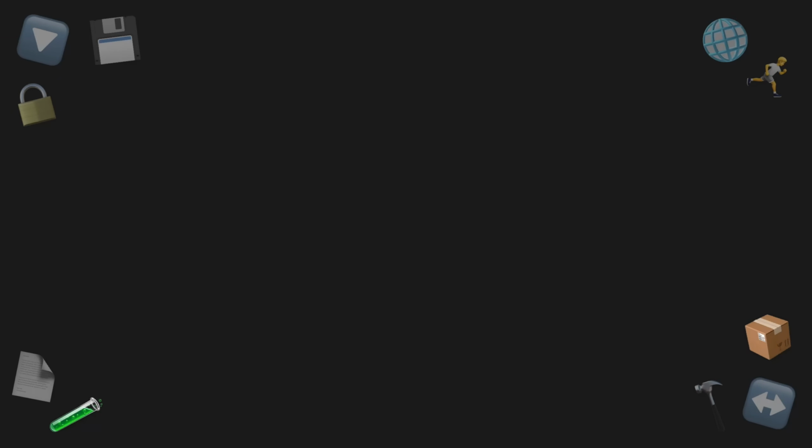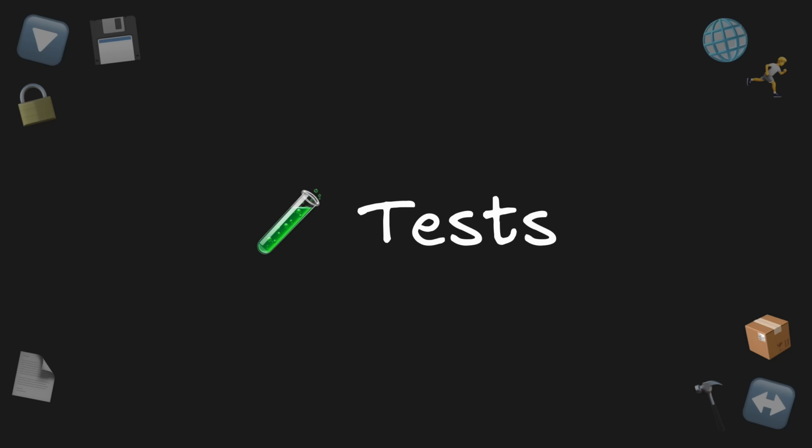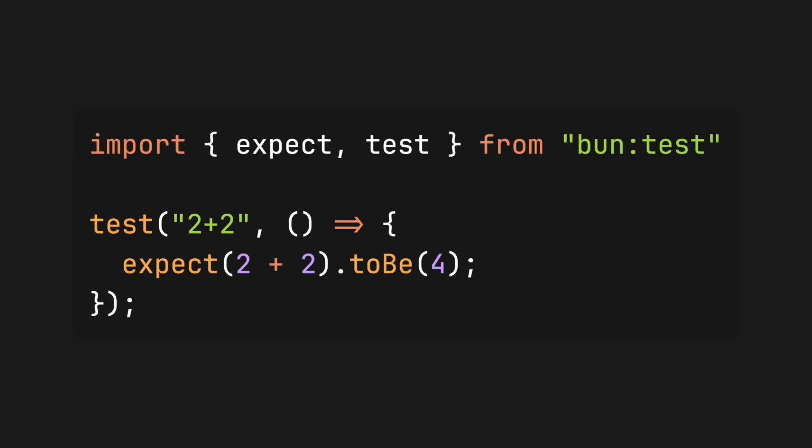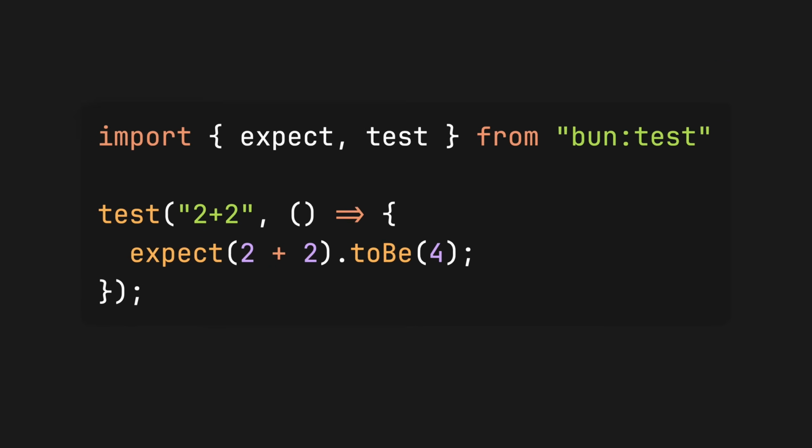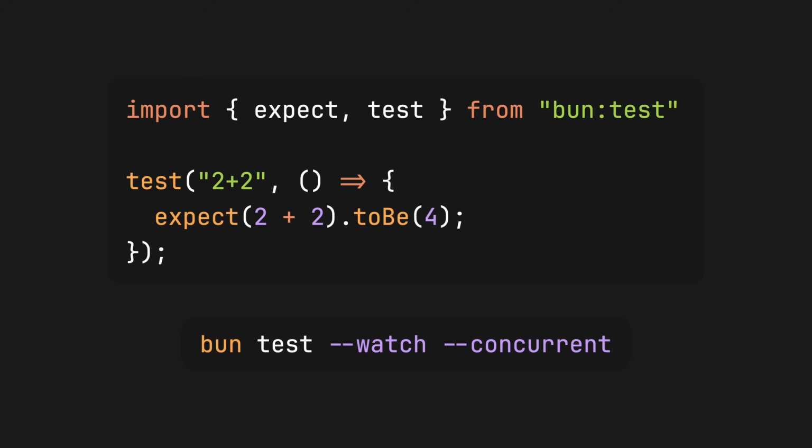Before you ship or deploy your code, you should probably test that it works the way you intended. Luckily, Bun has you covered with their fast, built-in, Jest-compatible test runner. Once you've written your tests, you can run them from the shell with bun test. You can pass the watch flag to rerun tests automatically when code changes, or use the concurrent flag to run your tests in parallel.